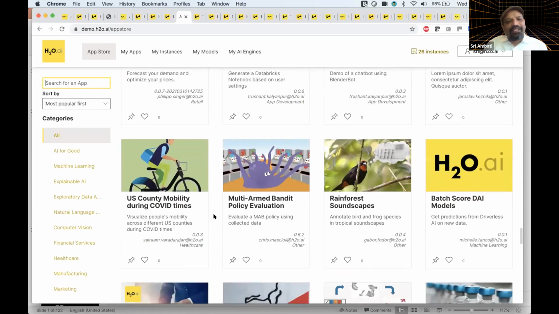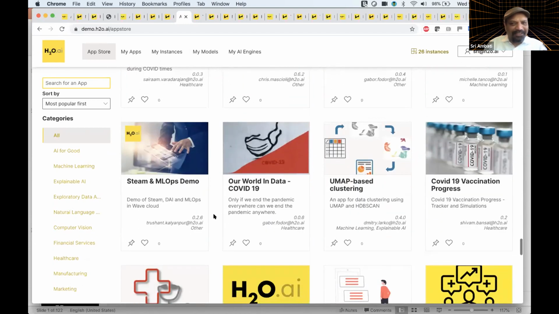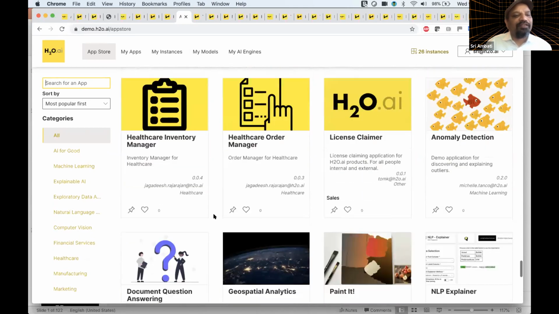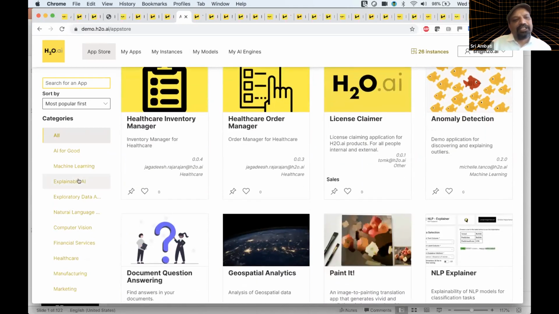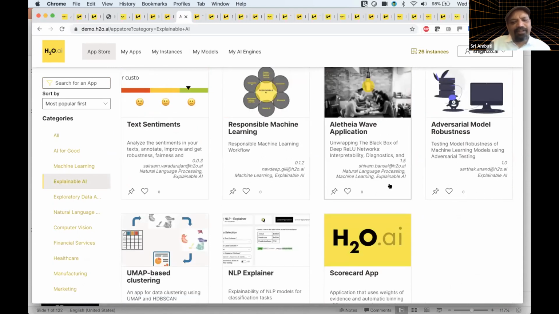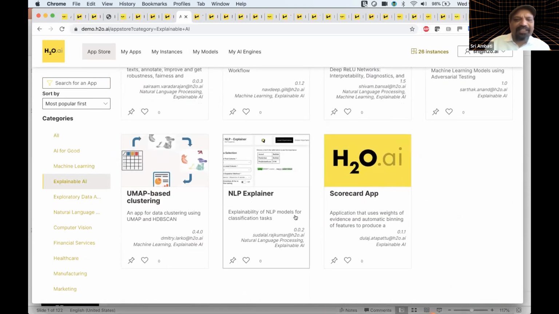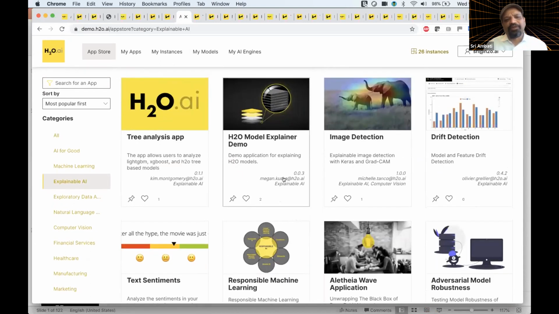And as part of the rest of the hour, you're going to see a lot more of these applications that are going to give the same level of excitement we are seeing in our experience with the models.